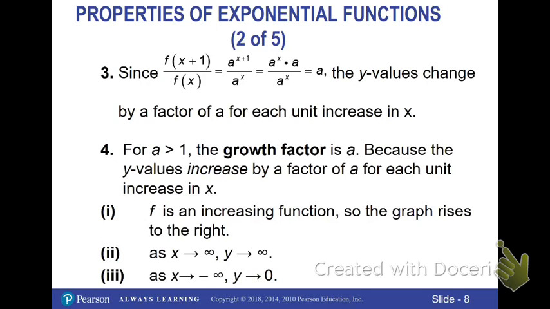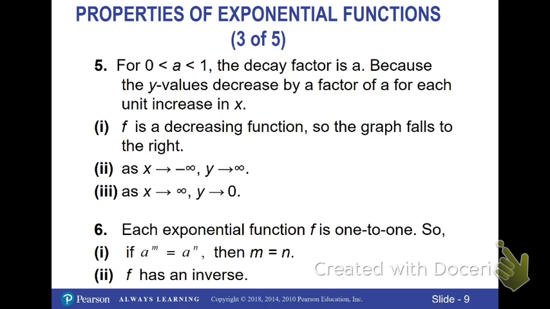Remember, if a is greater than 1, there's a growth factor. It's an increasing function, so the graph rises to the right. You can, like I said, read through these a little bit here. If a was between 0 and 1, then it's a decay factor, which means it'll be decreasing as it goes from left to right. Also there on number 6, each exponential function is 1 to 1.